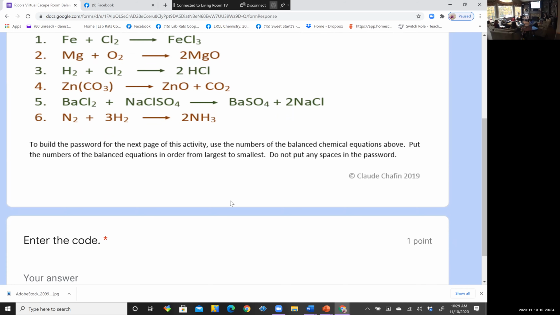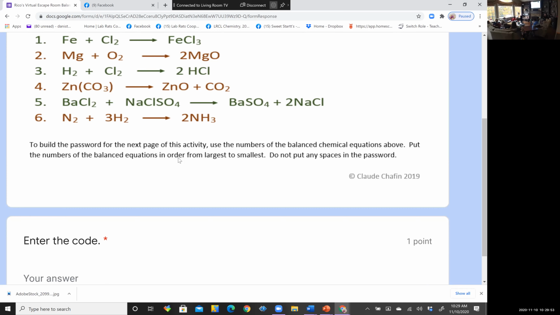What do you guys think? Is number 1 balanced? Ella says no. No, because... okay, how about number 2? Why don't you guys look? You tell me which ones are balanced. No. Number 2 is not balanced. Not balanced. Okay.